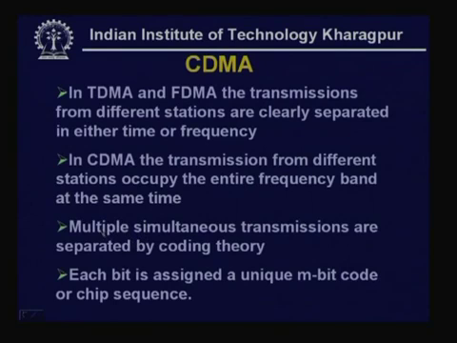Now it is possible to have multiple simultaneous transmissions separated by coding theory. So we have to use some kind of coding theory so that it is possible to have multiple simultaneous transmissions, which can be separated by coding theory. What is being done is that each bit is assigned a unique m-bit code or chip sequence. That is the basic idea. That means each bit of a channel is assigned a unique m-bit code or chip sequence.